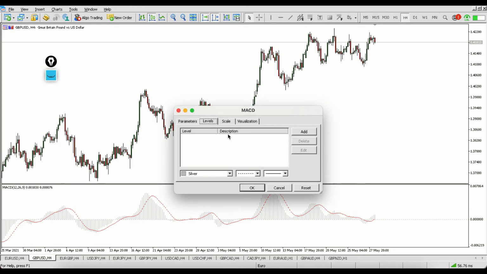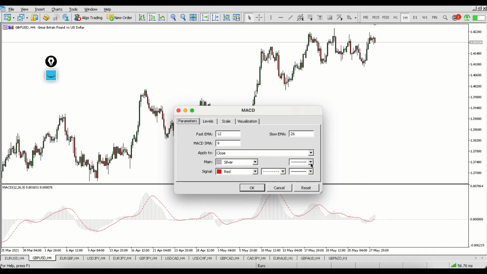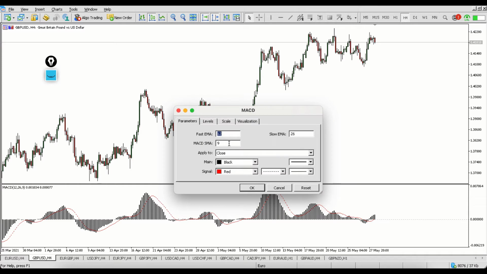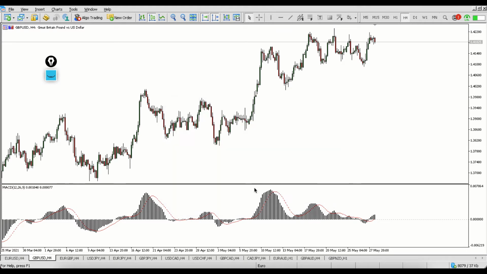And what I usually do is to have my histogram thicker and to use a red color for my signal line. Also, I'm not really using the signal line, like we said, it gives us quite a lot of fake signals, right? And so that's why I would rather not have it, or if I just type in 1 here, then it will stick to the histogram. And that's fine, it could stay there as I'm not using it for my entries anyway.